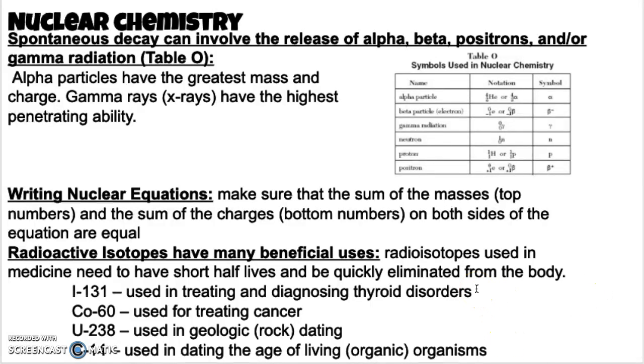Iodine-131 is used in treating and diagnosing thyroid disorders. Cobalt-60 is used to treat cancer. Uranium-238 is used in geological or rock dating. And carbon-14, one you may be familiar with from earth science, is used in dating the age of living or organic organisms.